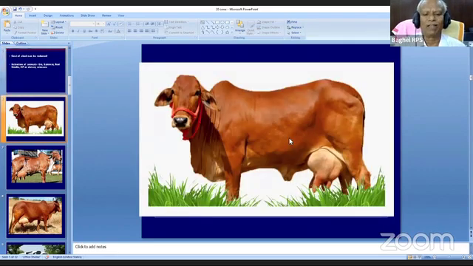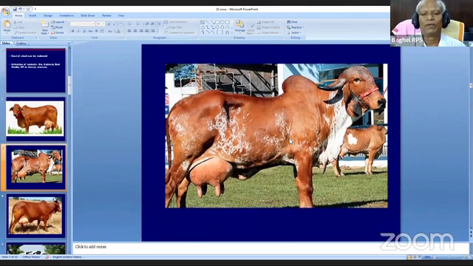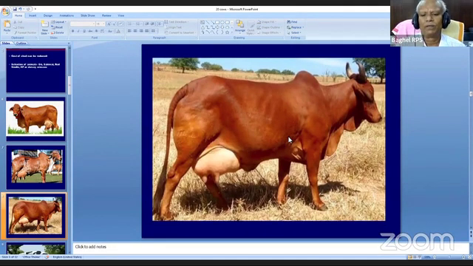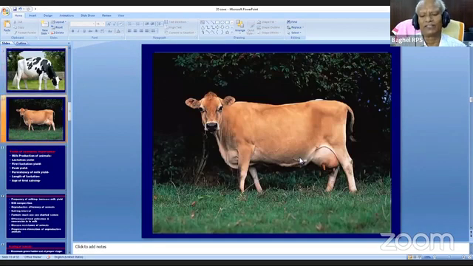This is our excellent Sahiwal cow, this is a Gir cow, and this is a Red Sindhi cow. Our indigenous cows are very good yielders. Then crossbred cows: you can see this is a Holstein Friesian cross and this is a Jersey cross.